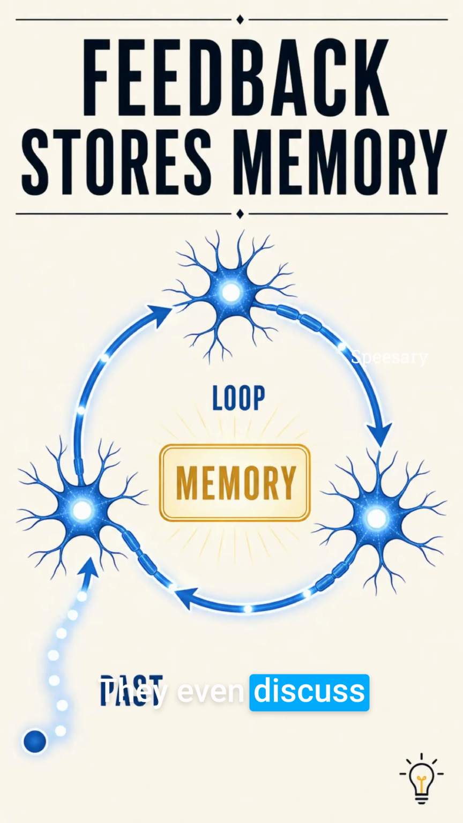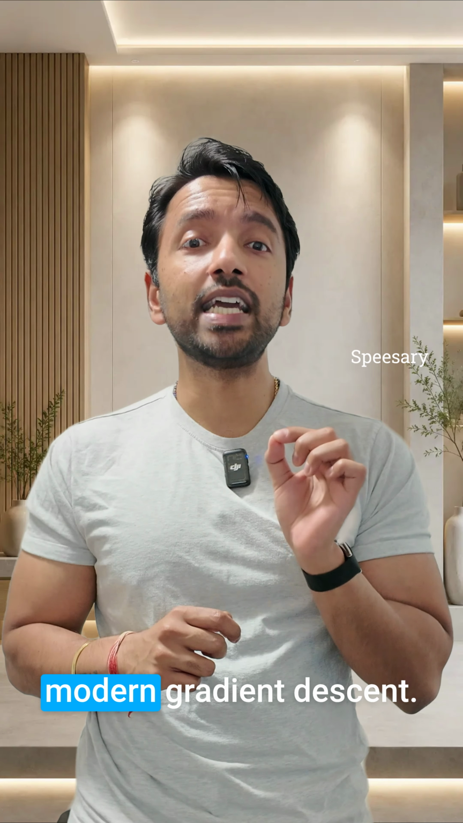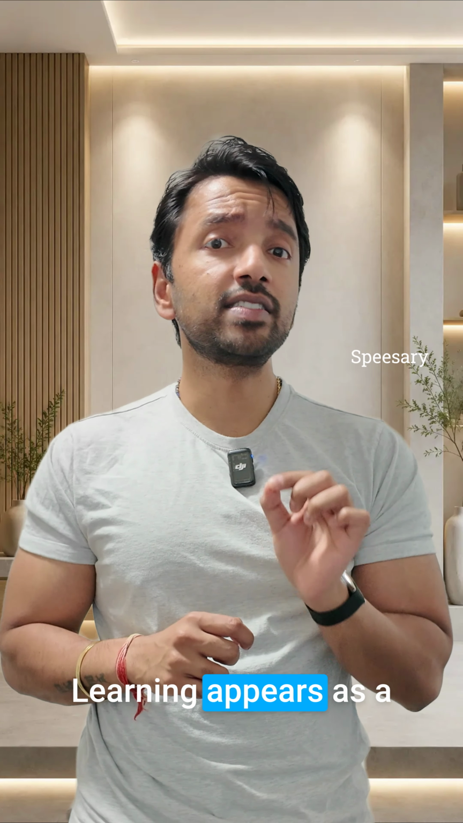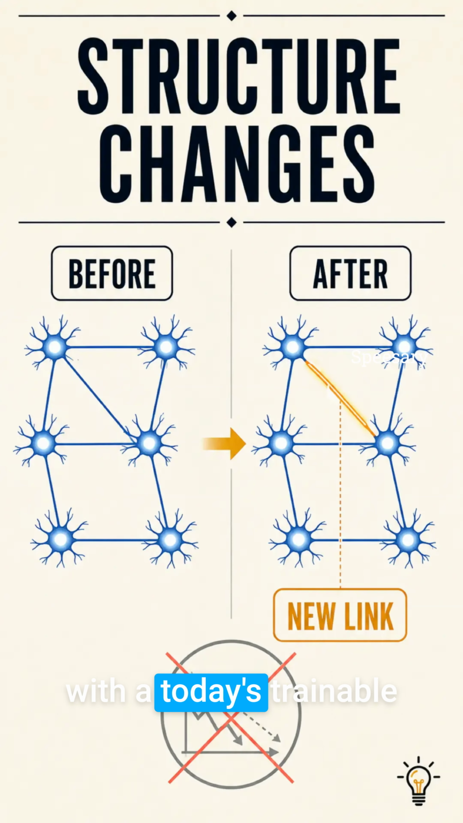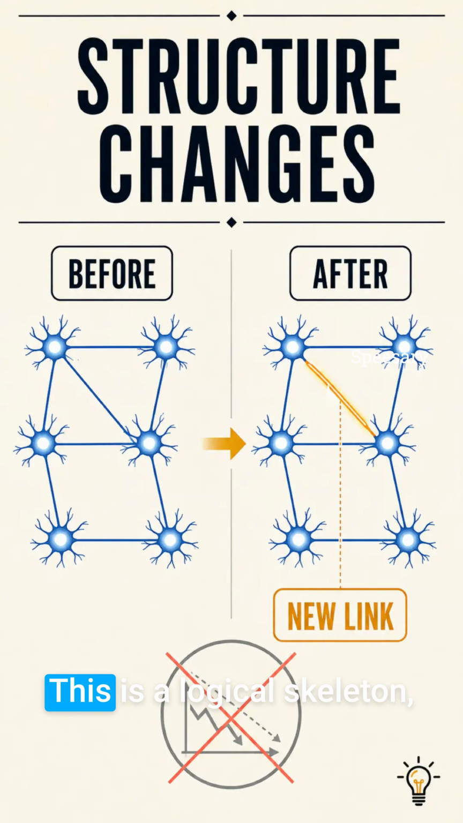They even discuss learning, but not as modern gradient descent. Learning appears as a changing structure, such as new synapses or an equivalent feedback circle. So, do not confuse this with today's trainable neural networks. This is a logical skeleton, not statistical learning. It explains behavior by changing the net itself.